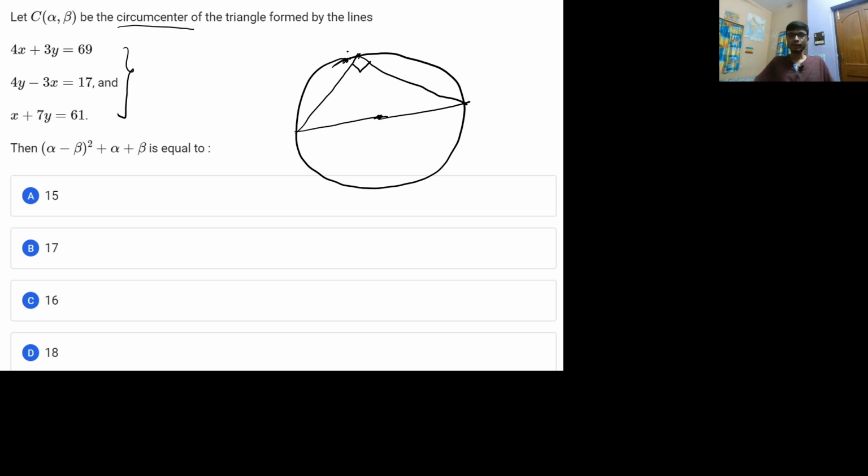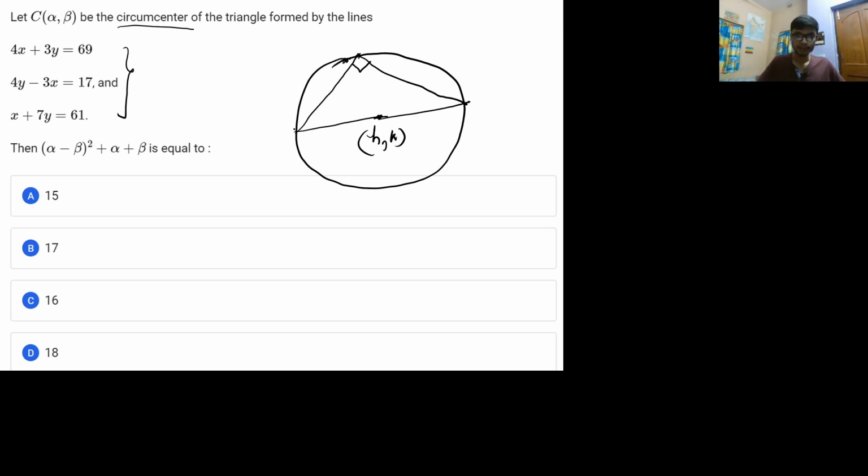That means the circumcenter of this particular triangle, the center of the circle which encloses the triangle, is basically the midpoint of the hypotenuse, or the largest side, the side opposite to the right angle. So from here you get to the circumcenter of the triangle.